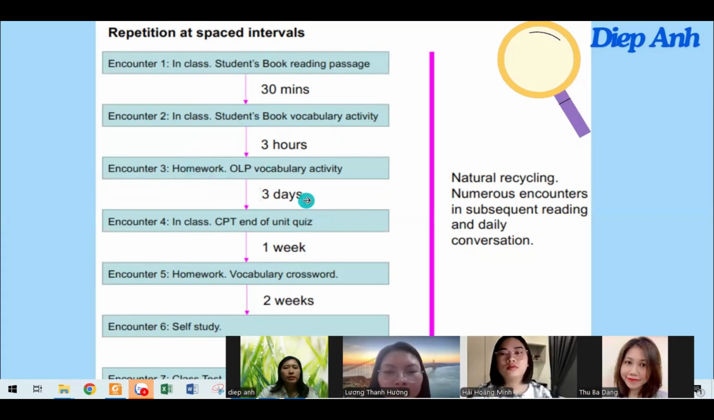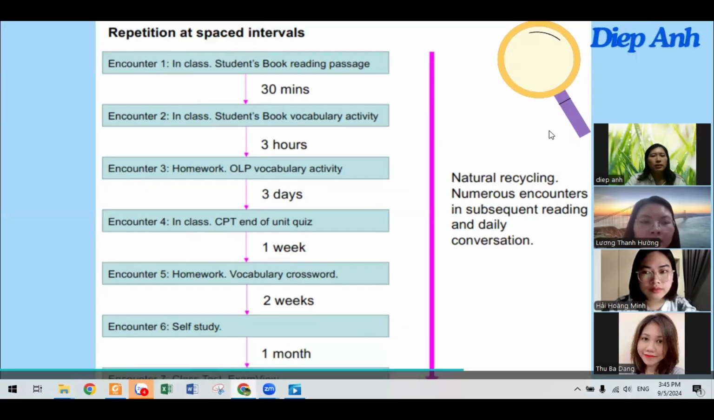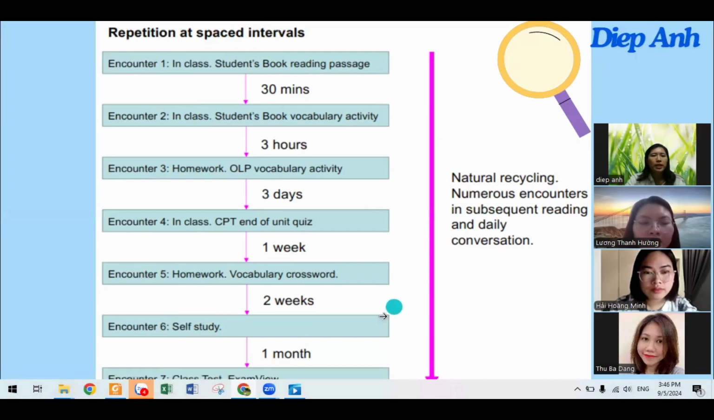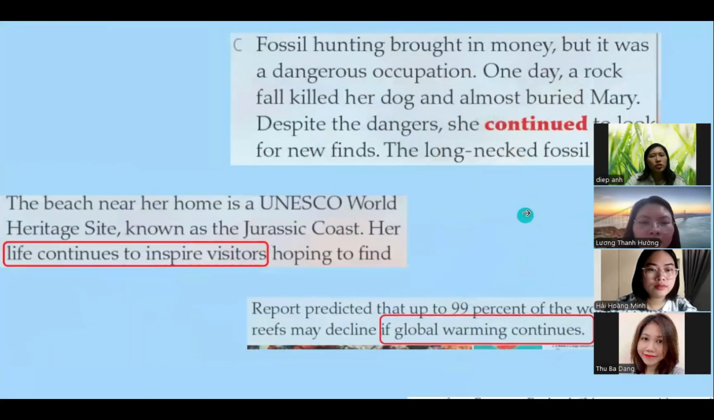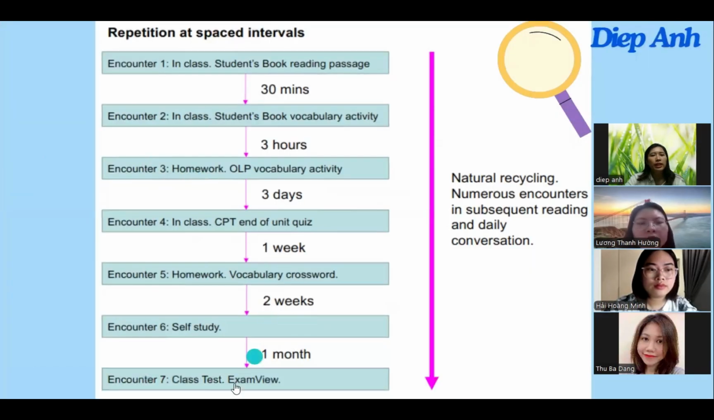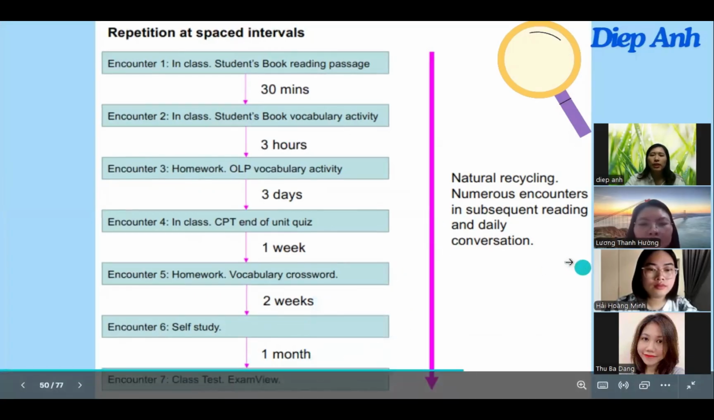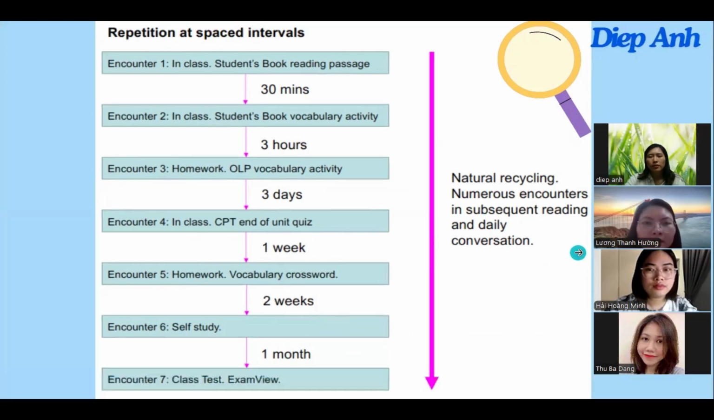They will do homework, and after 3 days, for encounter 4, they will come to class again with a unit quiz, and also encounter 5 is homework at home. They can do the vocabulary crossword, and for encounter 6 they self-study at home, and after 1 month the teacher can use tests to evaluate their vocab retention.